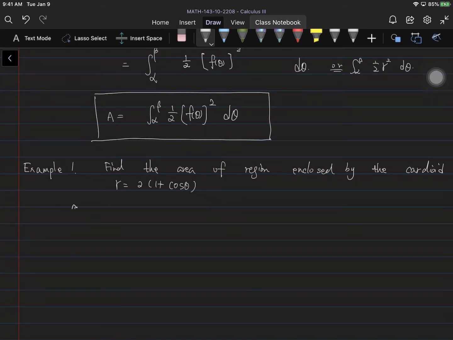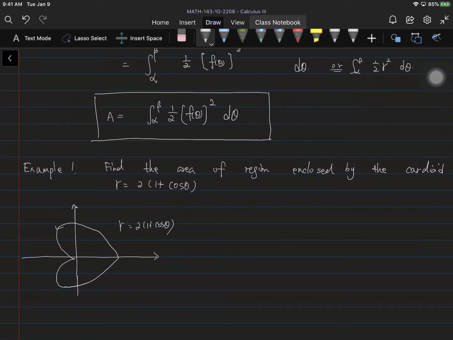And this graph, I'm going to draw the graph for you. You don't have to know the graph, but sometimes if the boundaries, alpha and beta, are not given, we should know. You can use a calculator to draw the graph. R equals 1 plus cosine theta. This is the region of the R. There are 2 ways to do this problem. I'm going to show you 2 methods.